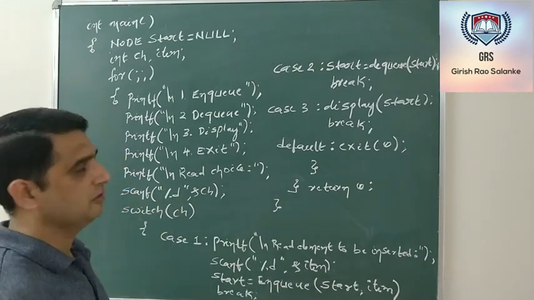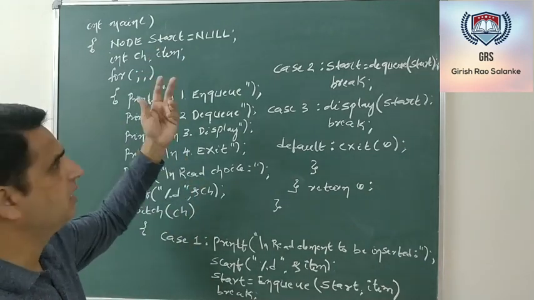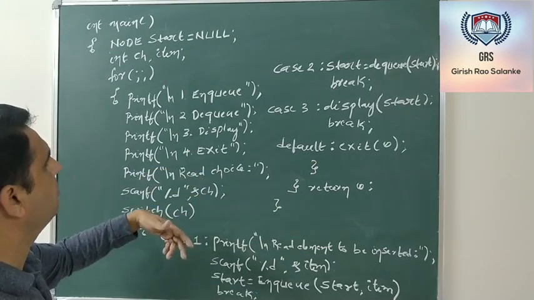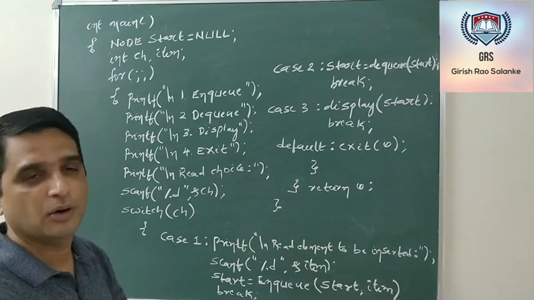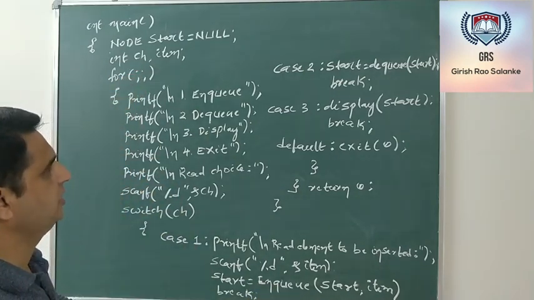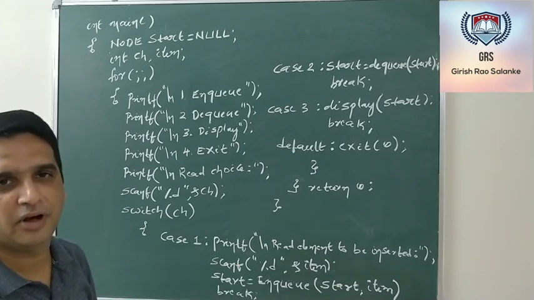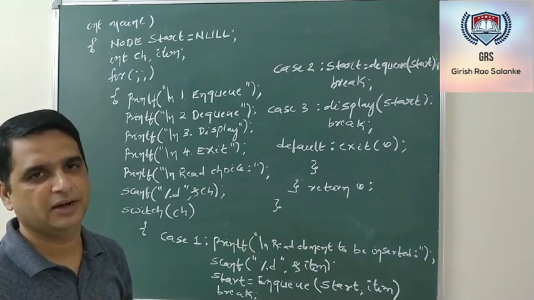Now if you see in the main function, there is the variable start which is being initialized to null, and there are two other integer variables. One is item, the item to be inserted onto the queue, and one more integer variable to take the decision on what needs to be done, whether I am opting for Enqueue, Dequeue, or displaying the content of the queue.